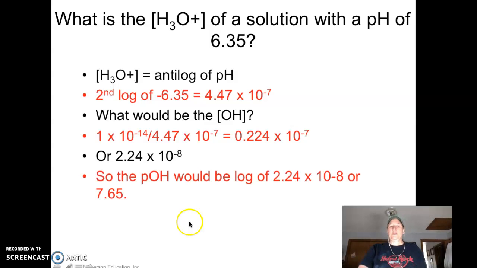So again, you can do it either way. They all equal the same. The big thing to remember is they both equal 14, and the concentrations multiply to 1 times 10 to the negative 14th.